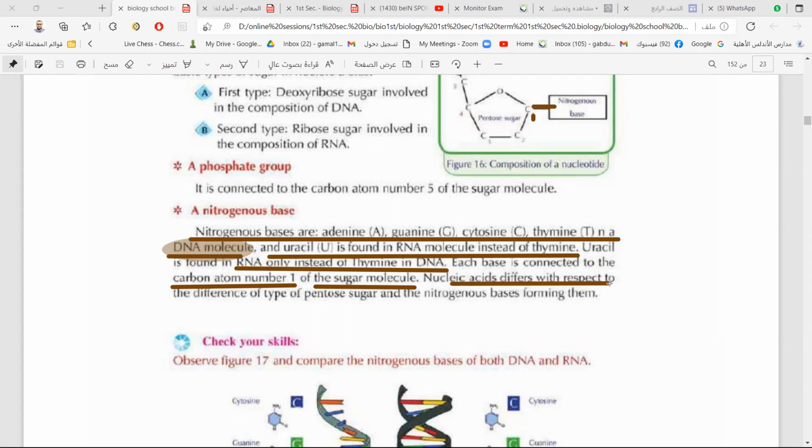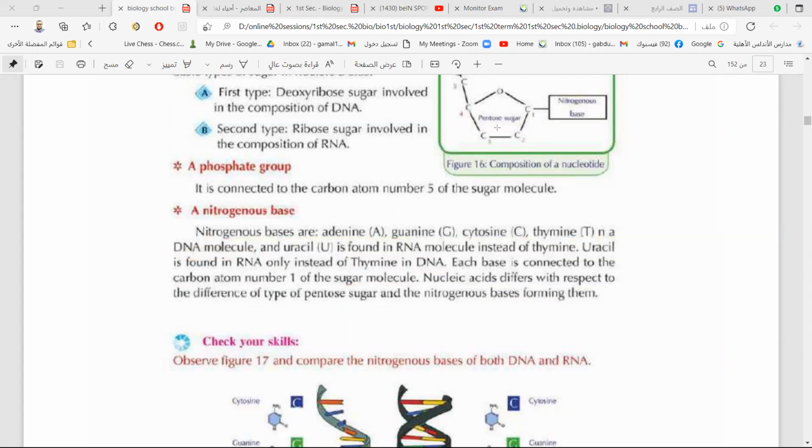Nucleic acids differ with respect to the different types of pentose sugar and nitrogenous bases forming them. They differ in pentose sugar and also nitrogenous bases. Pentose sugar in DNA, deoxyribose sugar. Pentose sugar in RNA, ribose sugar. Nitrogenous bases in DNA, ATCG. Nitrogenous bases in RNA, AUCG.